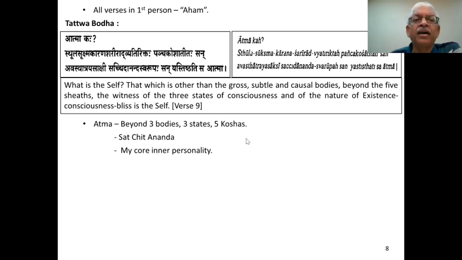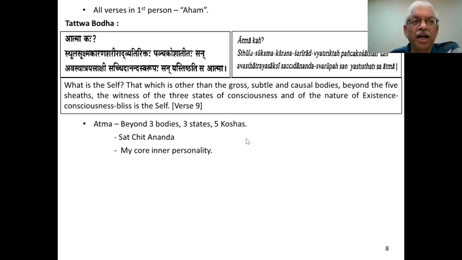In Tattvabodha, as I said, Atma Kaha, what is the self? You have to keep this definition of Atma in mind throughout this text when we study the text of 20 verses. Just to remind you, Atma is beyond the three bodies. It is not the three sharirams. It is beyond. It is not the three states, waking, dream, and sleep.